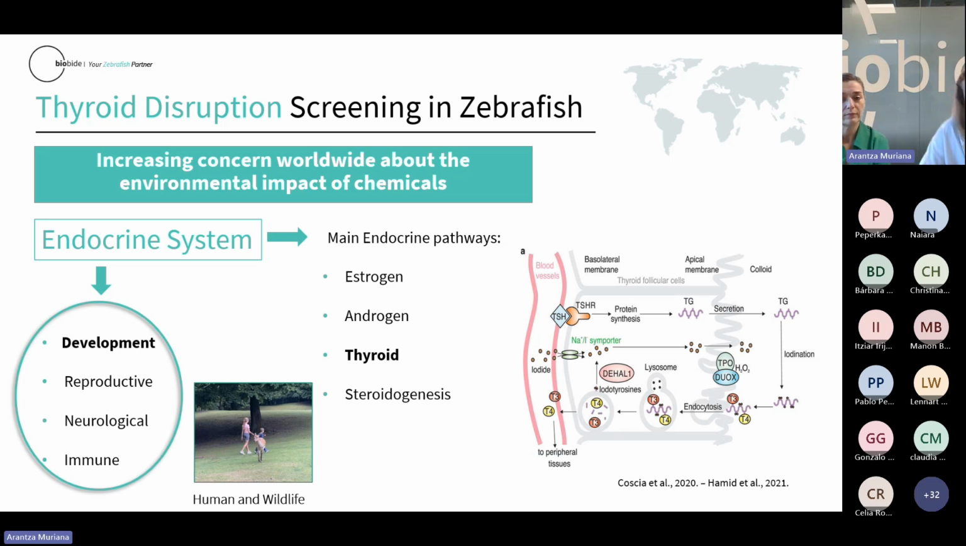So as Arantxa said, it is known that there is an increasing concern worldwide about the environmental impact of chemicals, especially the ones that can affect the endocrine system, because they can also disrupt the developmental, the reproductive, the neurological, and the immune functions, both in humans and wildlife. Among the main endocrine pathways, we can find the estrogen, the androgen, the thyroid, and the steroidogenesis pathways. We will focus in this work on the thyroid pathway.